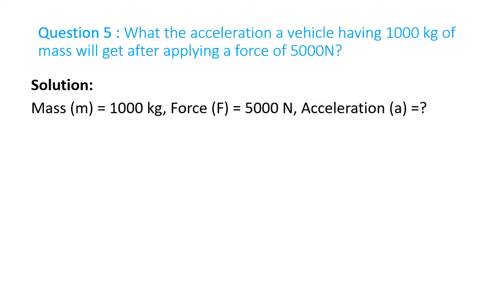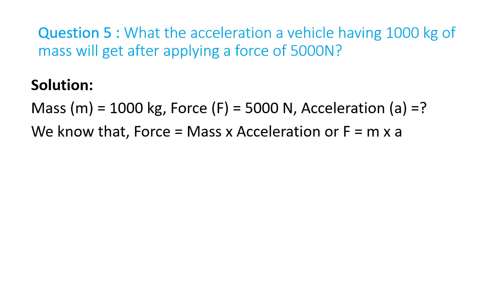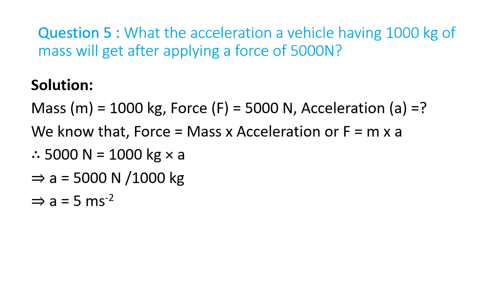But same formula, mass is given, force is given. F equal to M into A. So, A equal to F upon M. What is the F? 5000 and M 1000 kg. So 5000 upon 1000 gives us acceleration 5 meter per second square.